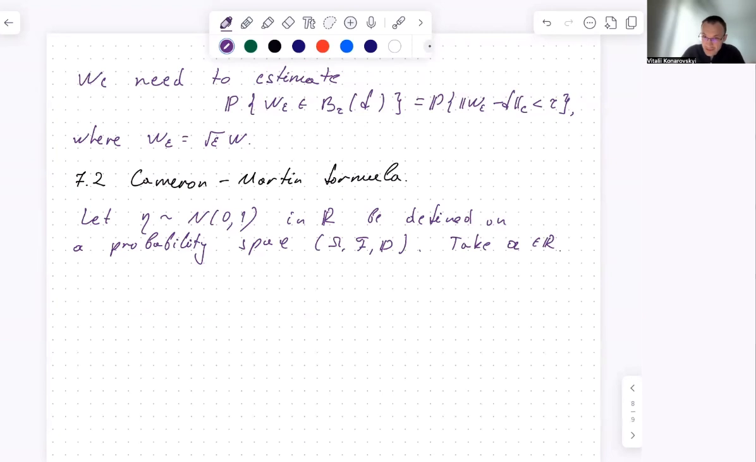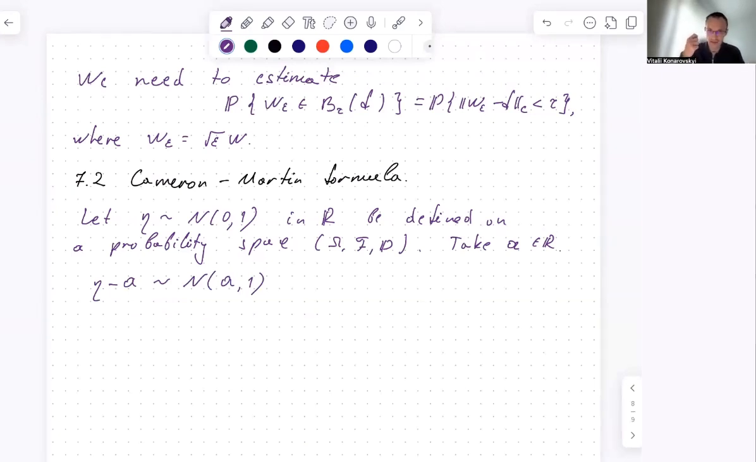Then what can we say about eta minus a? Eta minus a has a normal distribution with parameters minus a, comma 1. Because when you add or subtract a constant from a normally distributed random variable, it is again a normally distributed random variable with the corresponding mean and variance. When you shift a random variable, the mean is also shifted, but the variance is not changed. That is the reason why it is a normal distribution with parameters a and 1.